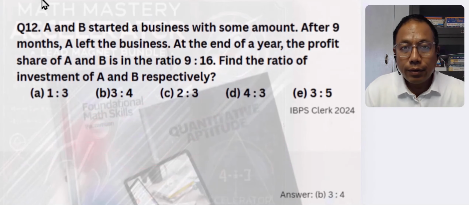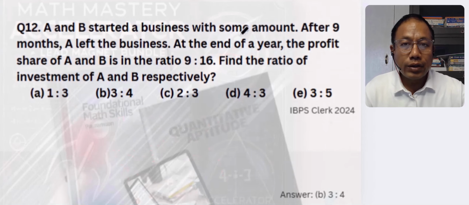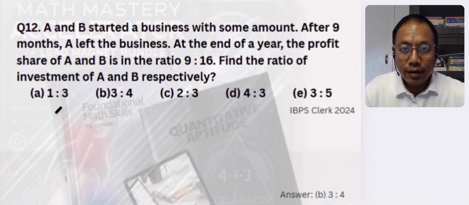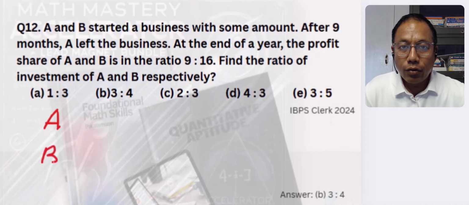Okay. Question number 12. A and B start a business with some amount. After 9 months, A left the business. At the end of the year, the profit share of A and B is in the ratio 9:16. Find the ratio of investment of A and B respectively. A, B capital, let's call B. After 9 months, A left the business. A's share only for 9 months. At the end of the year, we have 12 months. B shares the business for 12 months.